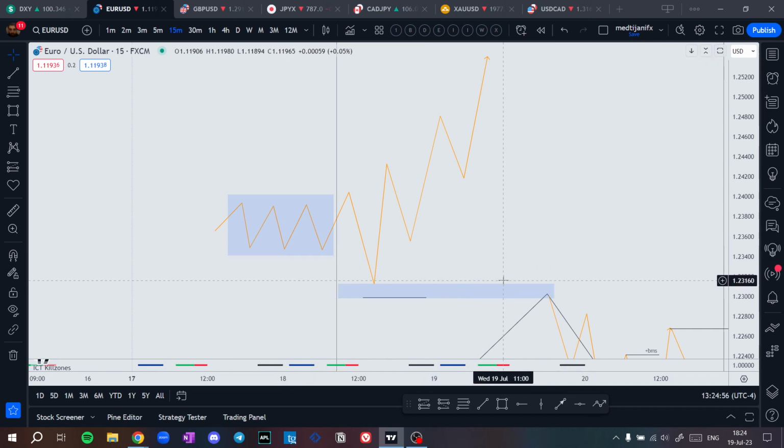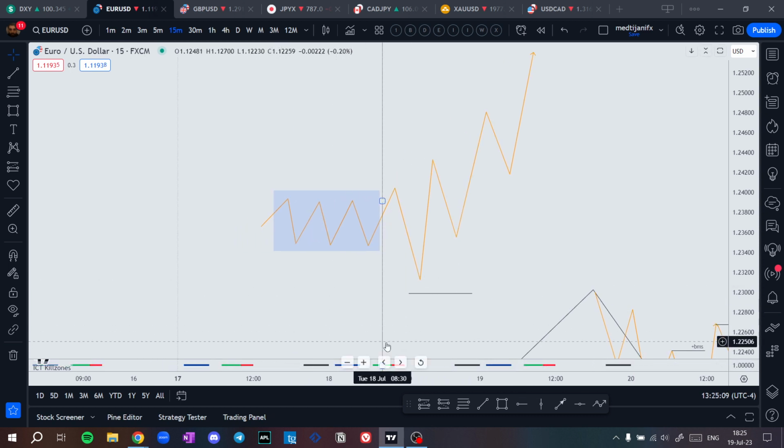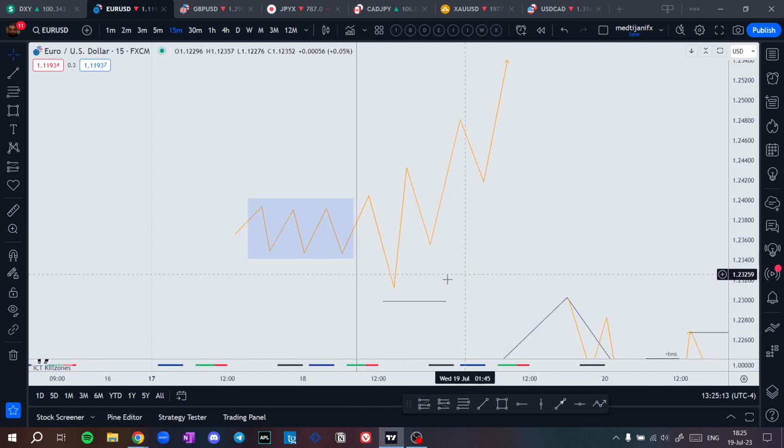These lines, yeah, they are sessions. The blue one is London. The black one is the Asian range. The green one is New York. They just help me see which session we are in.